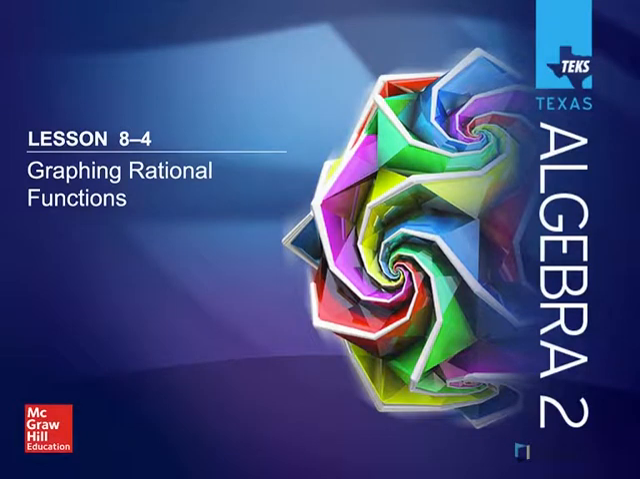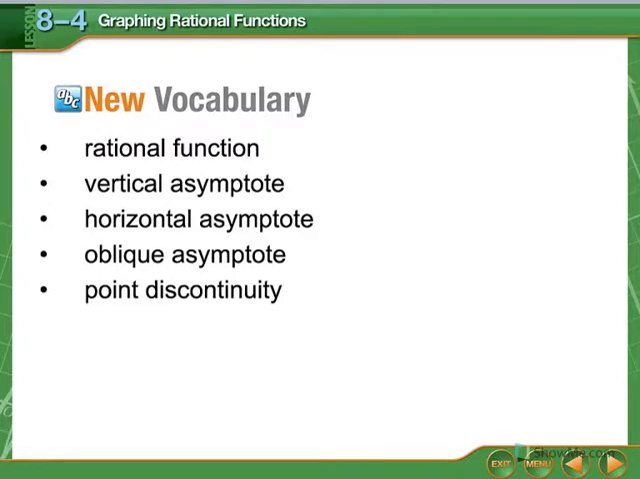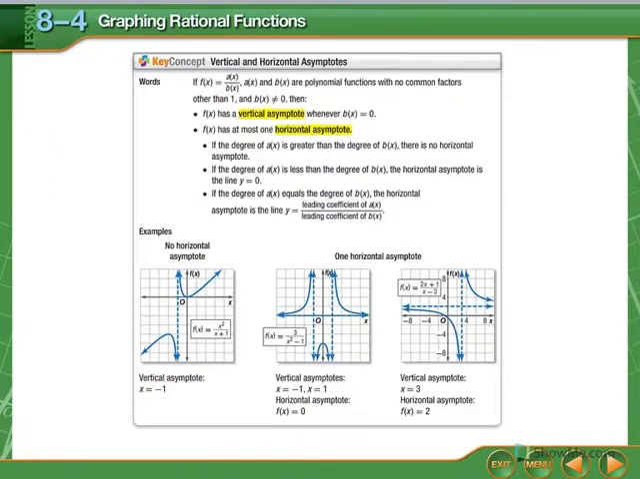Welcome to the tutorial over Lesson 8.4, Graphing Rational Functions. Your new vocabulary is going to be rational functions, vertical asymptote, horizontal asymptote, oblique asymptote, and point discontinuity. Alright, so we have a few things to talk about.